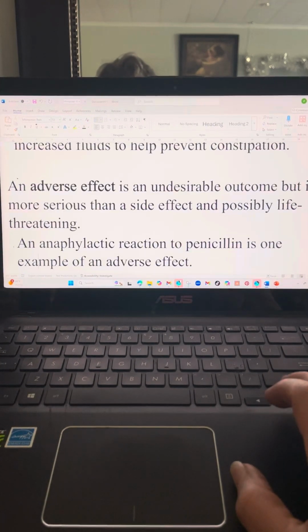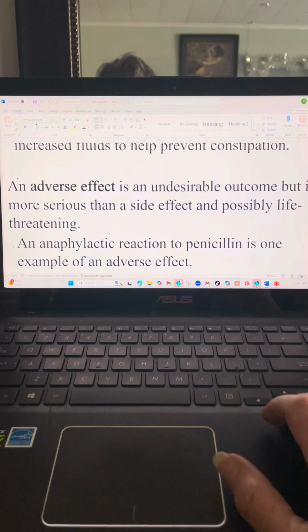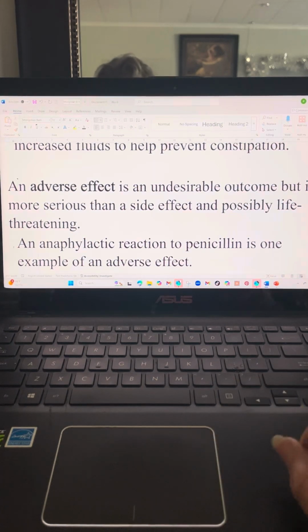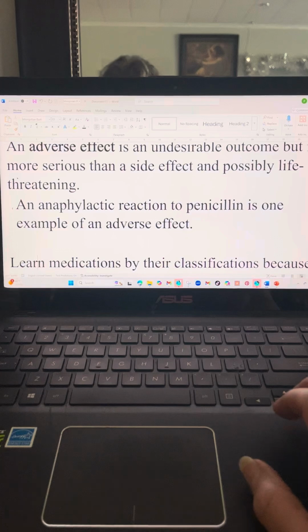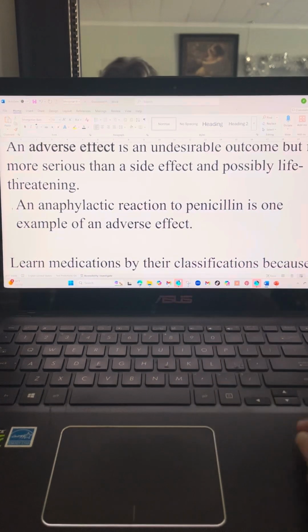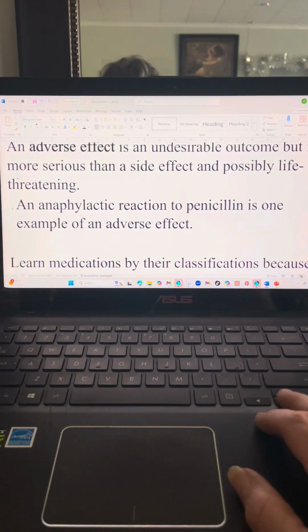An adverse effect is an undesirable outcome, but it's more serious than a side effect and could possibly be life-threatening, like an anaphylactic reaction to a penicillin is an adverse effect. That's where your throat's closing up, Father God.